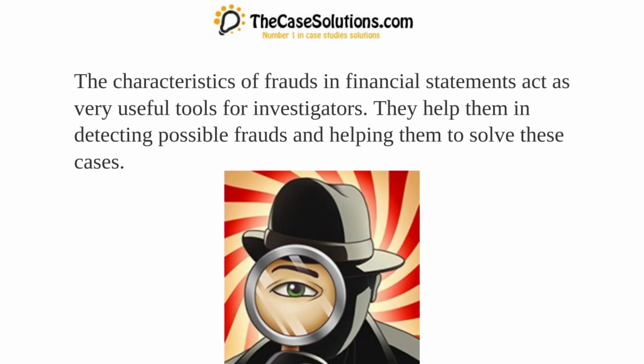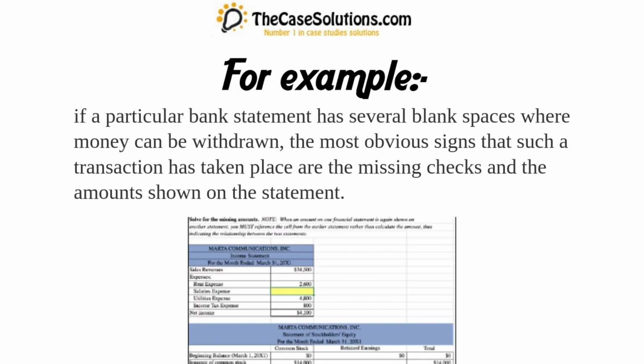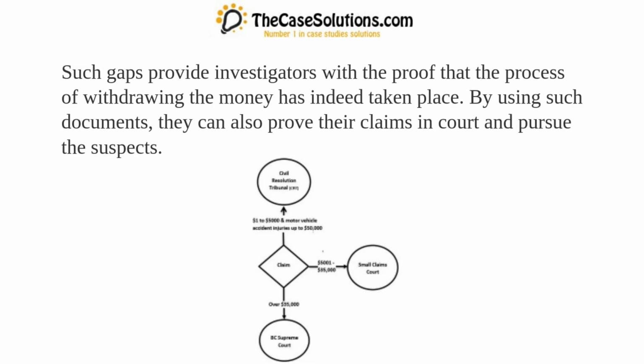The characteristics of frauds in financial statements act as very useful tools for investigators. They help them in detecting possible frauds and helping them to solve these cases. For example, if a particular bank statement has several blank spaces where money can be withdrawn, the most obvious signs that such a transaction has taken place are the missing checks and the amounts shown on the statement. Such gaps provide investigators with the proof that the process of withdrawing the money has indeed taken place. By using such documents, they can also prove their claims in court and pursue the suspects.